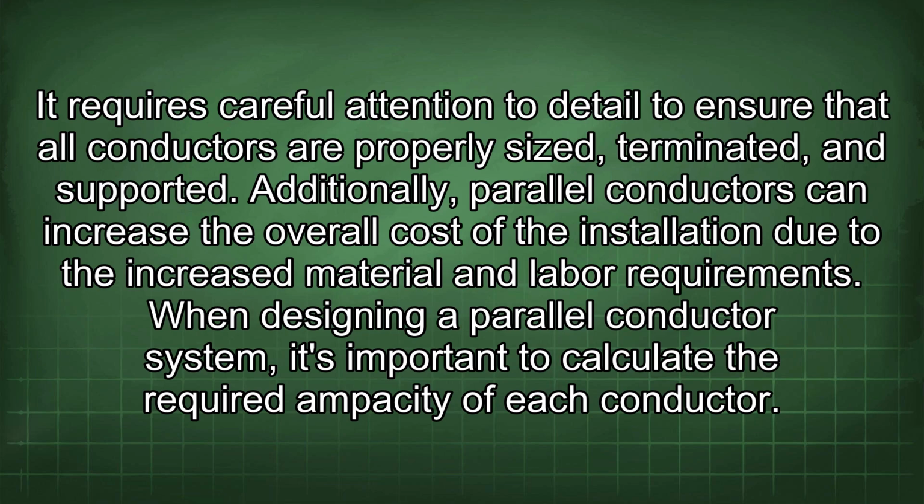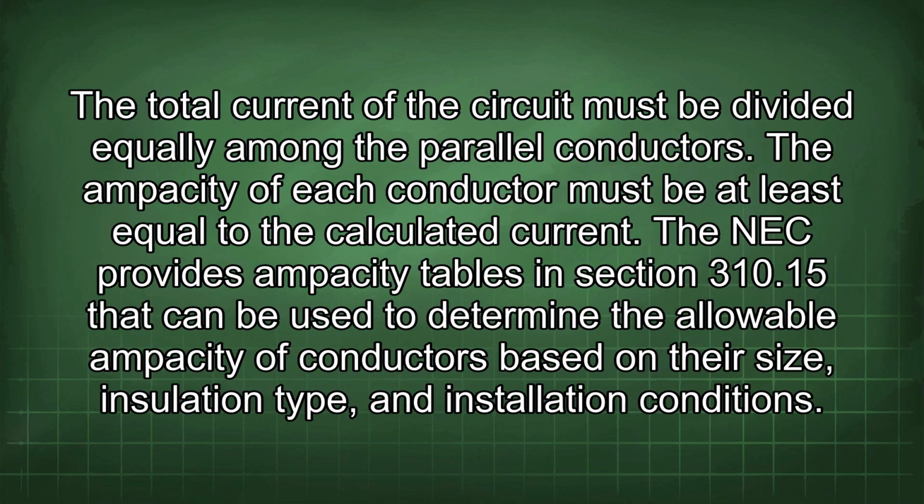When designing a parallel conductor system, it's important to calculate the required ampacity of each conductor. The total current of the circuit must be divided equally among the parallel conductors. The ampacity of each conductor must be at least equal to the calculated current. The NEC provides ampacity tables in section 310.15 that can be used to determine the allowable ampacity of conductors based on their size, insulation type, and installation conditions.